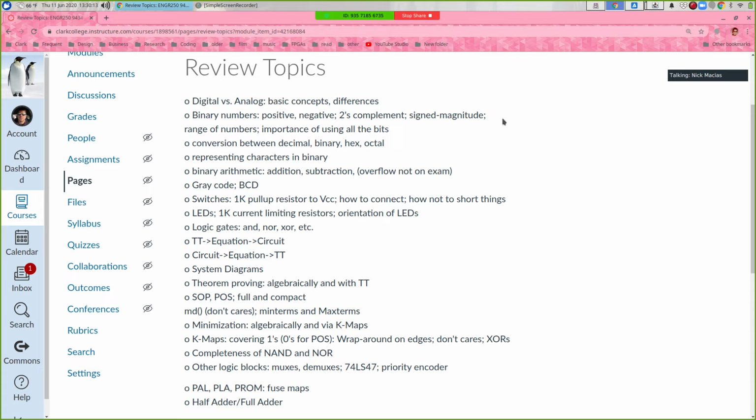Binary numbers we just did a pretty good synopsis of, so positive, negative. We mostly deal with 2's complement, but we could put a negative sign in front. So we might say that if you want negative 7, just write out the bit pattern for 7, but make that first bit a 1. Right? So that's what we call signed magnitude.